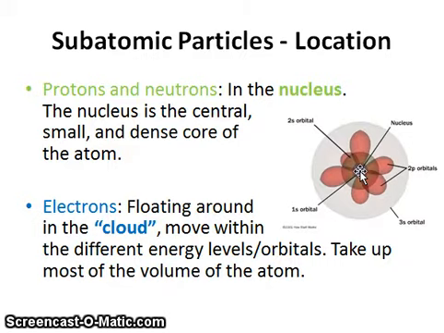On the other hand, electrons will be floating around in the cloud, and they move within the different energy levels as Bohr proposed. Now, here we have different orbitals, and we see that the electron will take most of the space in the atom. The orbitals that we see here are the 1s orbital, then we move to the 2s orbital, then we have the 3s orbital, and the 2p orbitals, which are these structures that look like balloons. We will learn more about orbitals as we move in the unit.